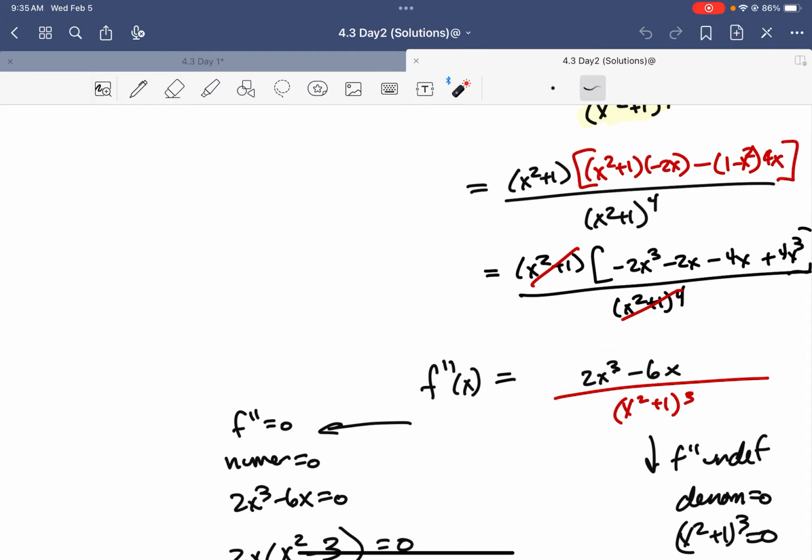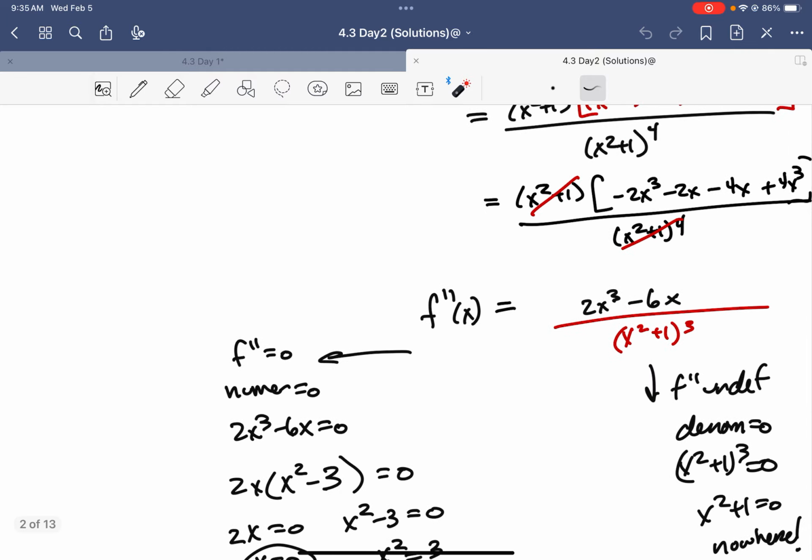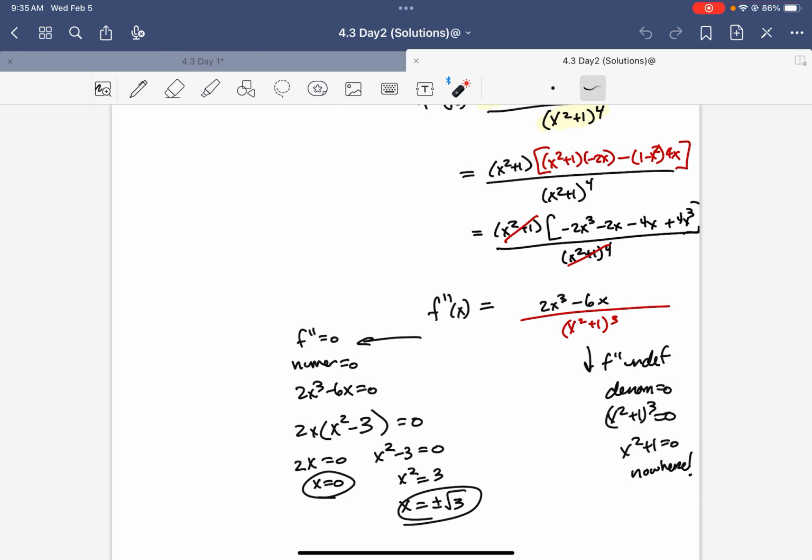And we like fractions and factors when we're setting equal to 0 or finding undefined. So where's a fraction undefined? Where the denominator is 0. That's going to happen nowhere in this case. Where's a fraction equal to 0? Well, that's where the numerator is equal to 0. So we get these 2 critical values.